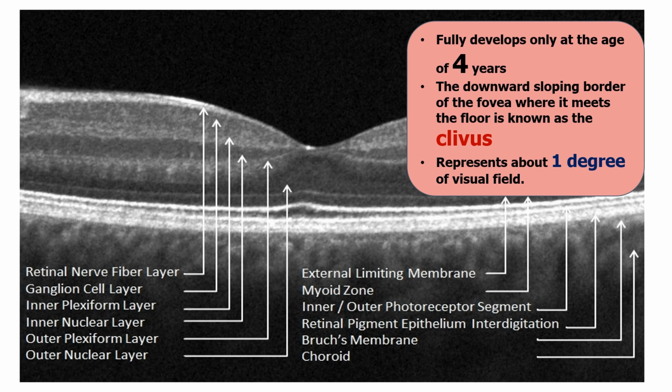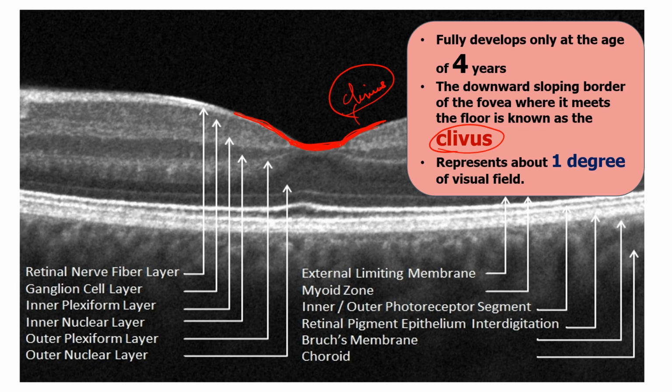Another important point is that it takes time for foveola to develop. It develops fully only at the age of 4 years, right? And this sloping border that I talked about here, the sloping border of the fovea, where the fovea is meeting this floor, and the floor is known as the foveola. This downward sloping border of the fovea, where it meets the floor, is known as the clivus. Okay, so again, another terminology that you must know, right?